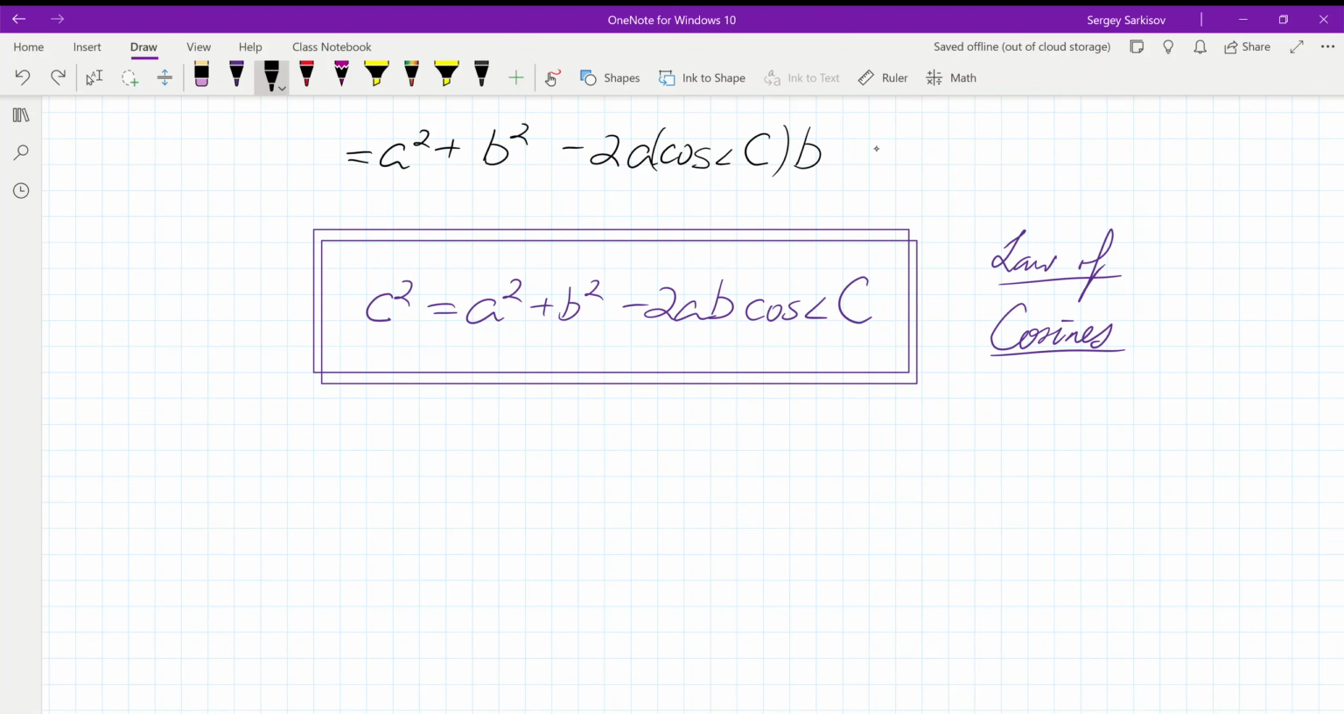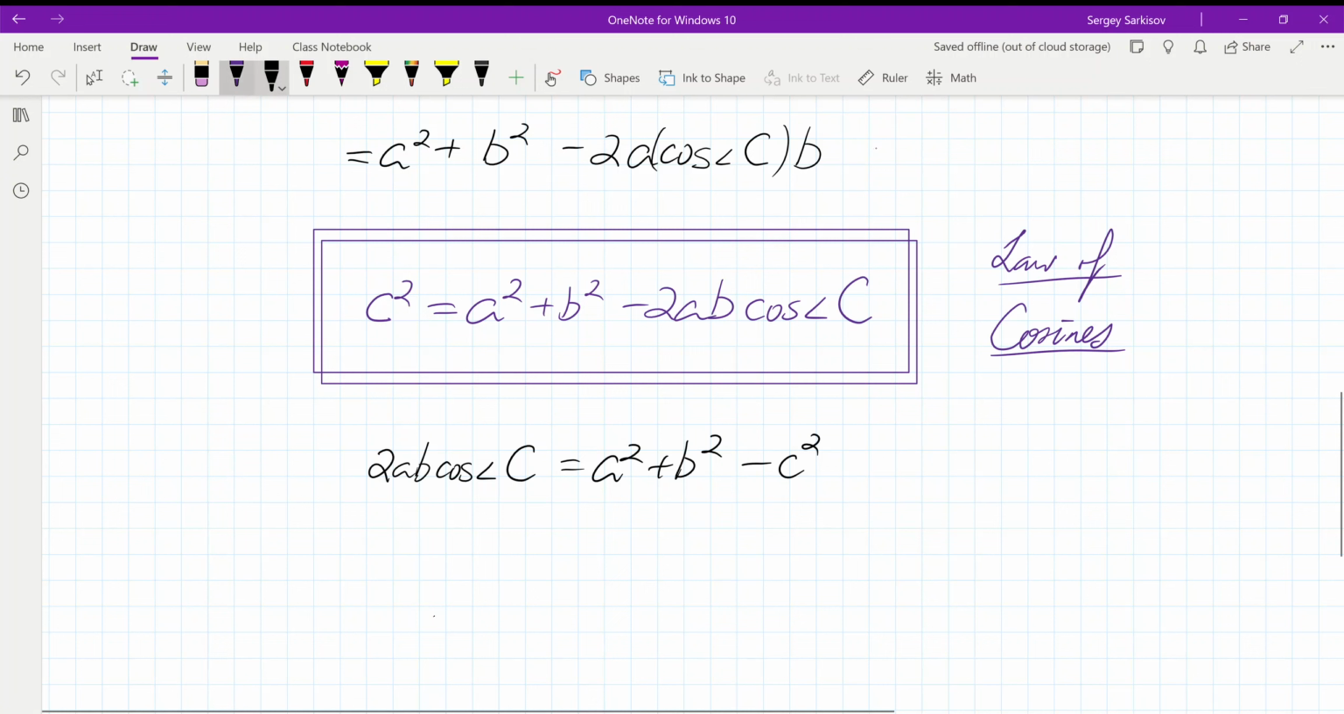What happens? Add 2ab cosine angle C to the left side. Let's isolate cosine angle C. It's equal to a squared plus b squared, and then minus the c squared. You take away this over there, and this over there. Now divide everything by 2ab. Cosine angle C is equal to a squared plus b squared, the two adjacent sides, minus c squared, the opposite side squared, over 2ab.